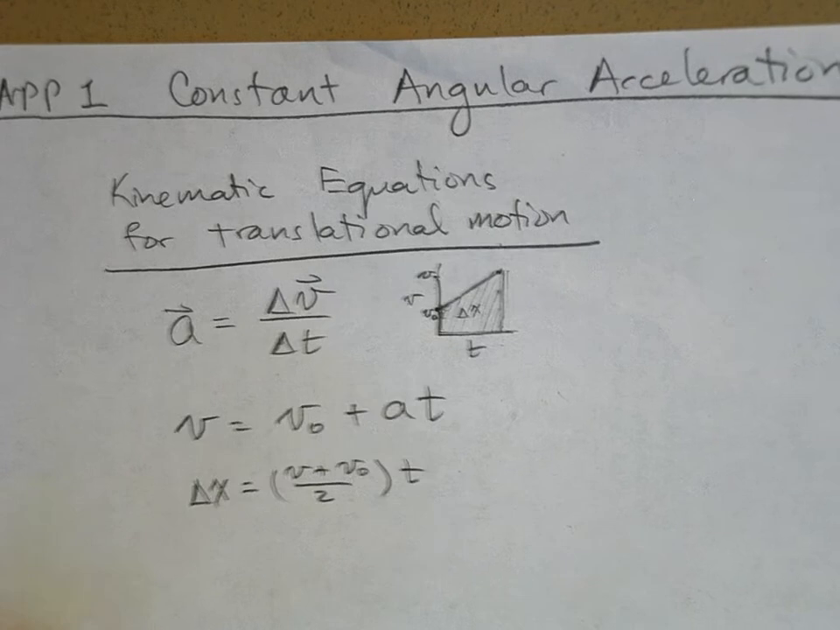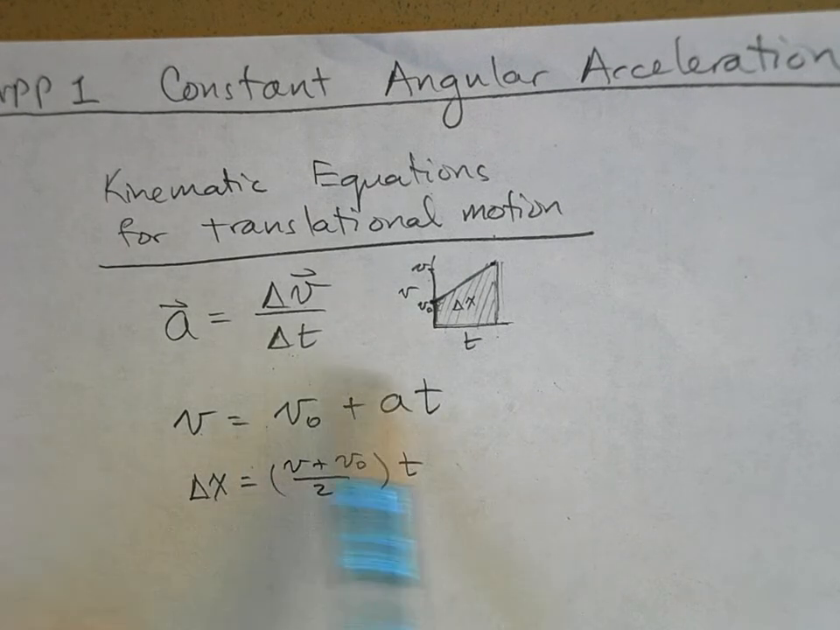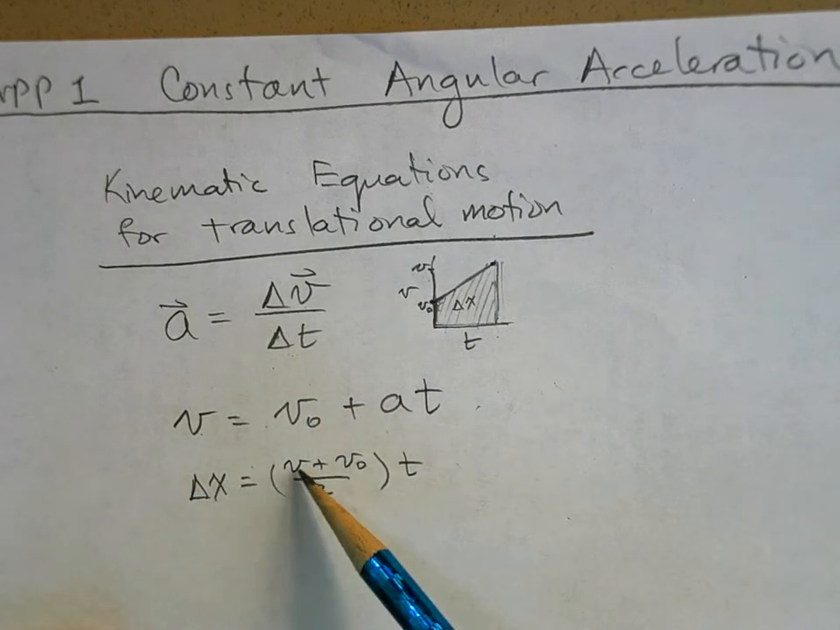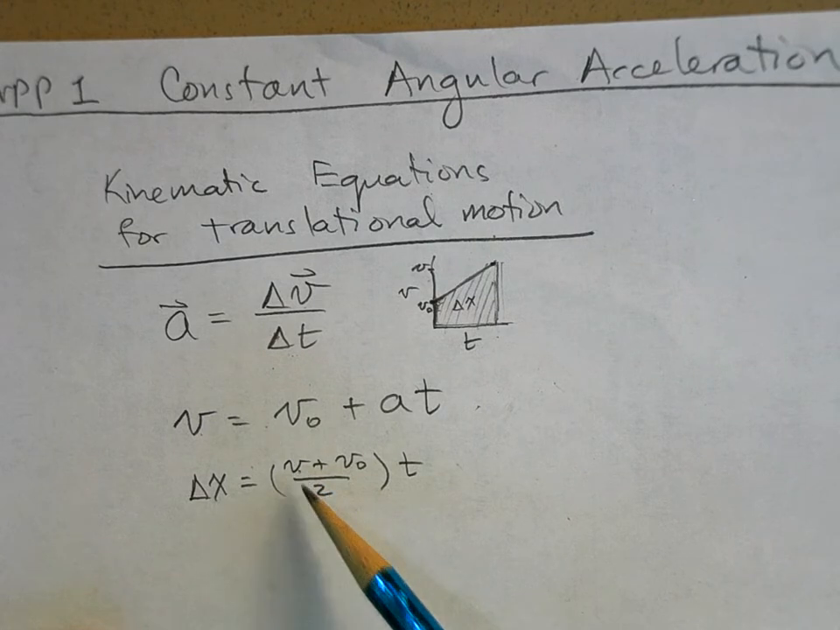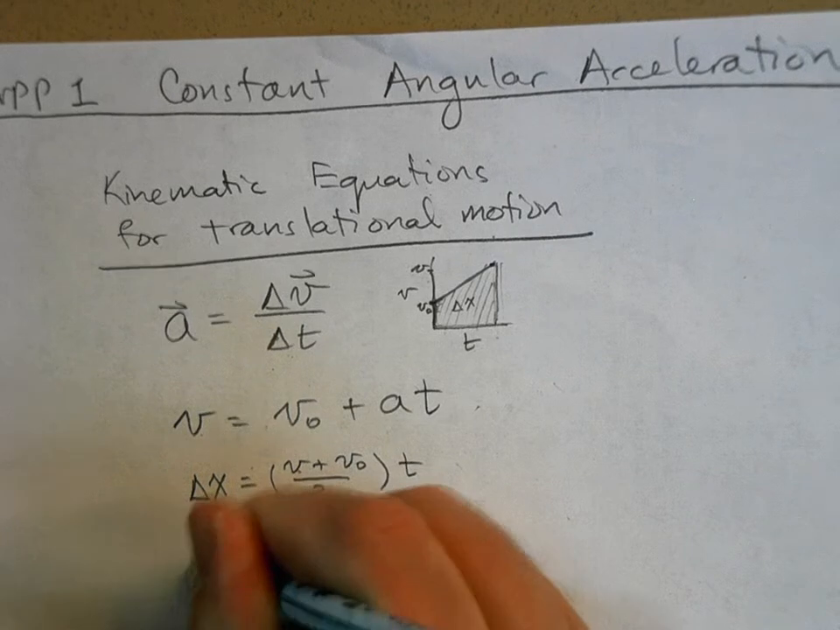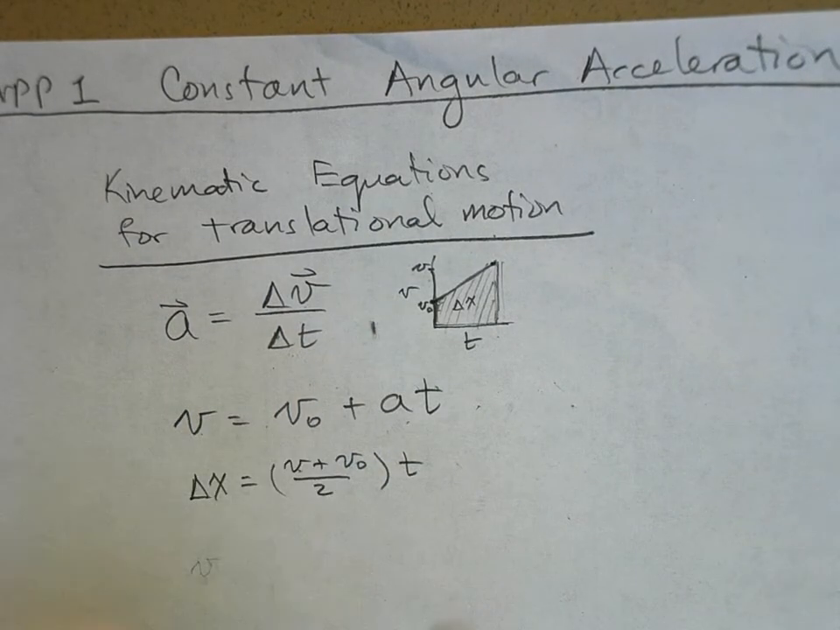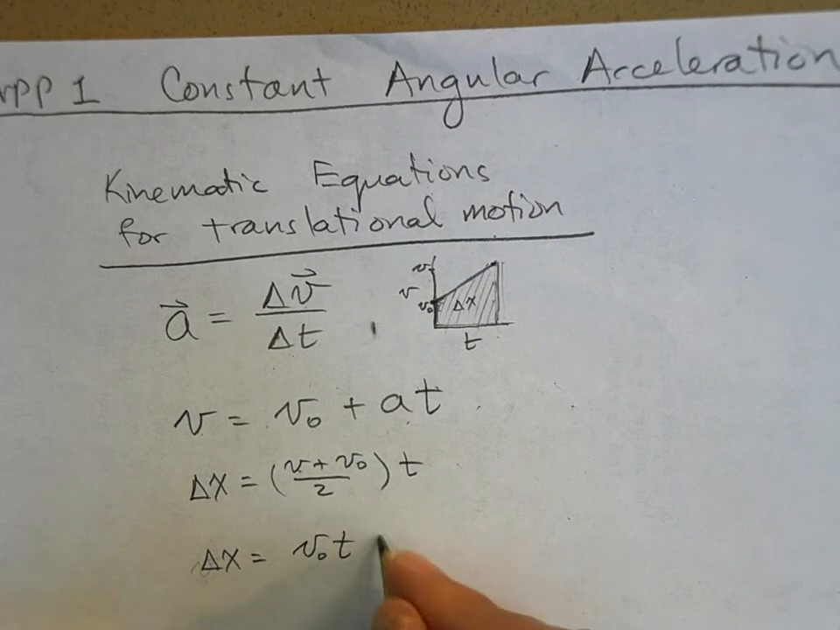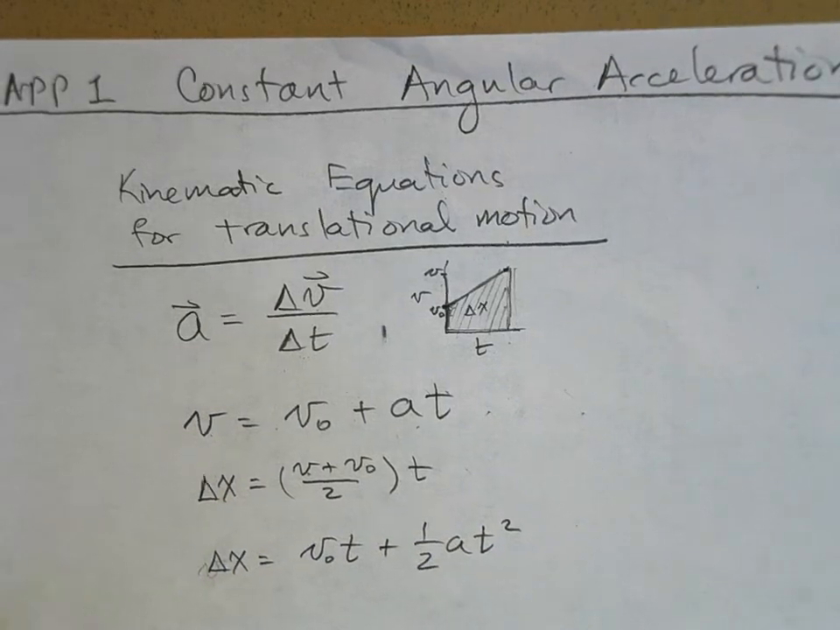Then what we did is this. We took this equation, we plugged it in here to substitute for the final velocity, and we cleaned it up, and this final equation was our displacement is equal to V naught times t plus 1/2 a t squared.